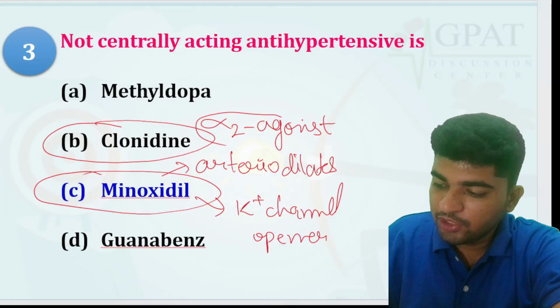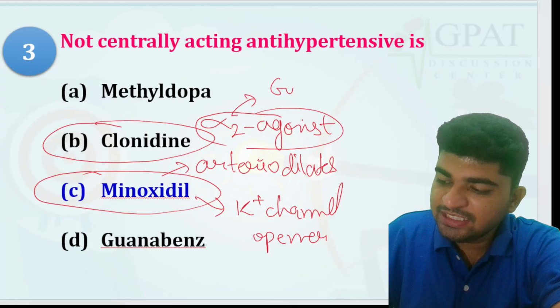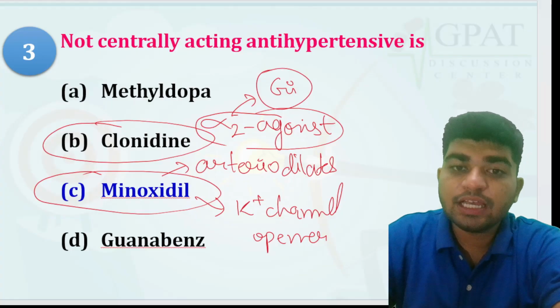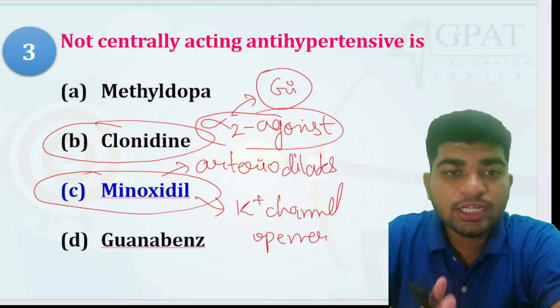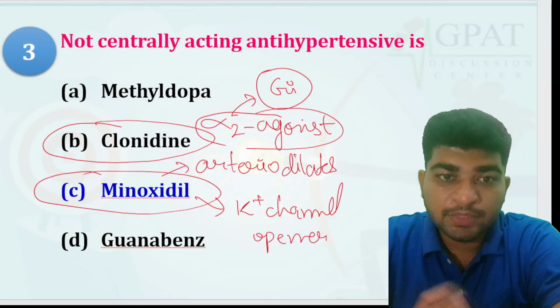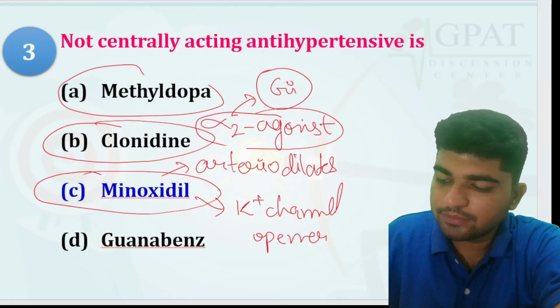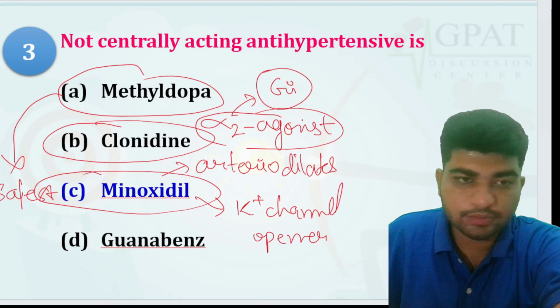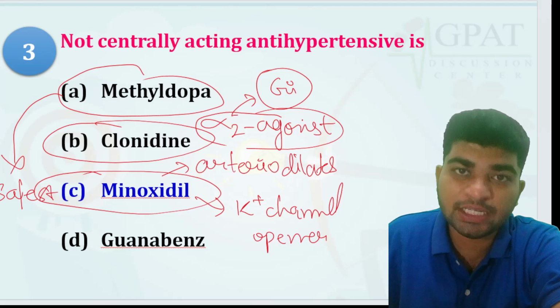An alpha 2 agonist is a Gi-mediated receptor. Clonidine is an alpha 2 agonist which is centrally acting. Methyldopa is the safest drug. You should mention that in your notes. It is one of the safest drugs in pregnancy.